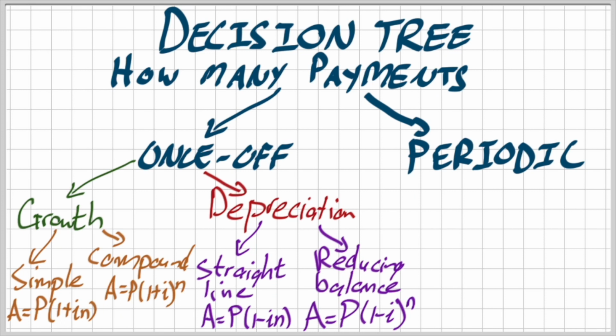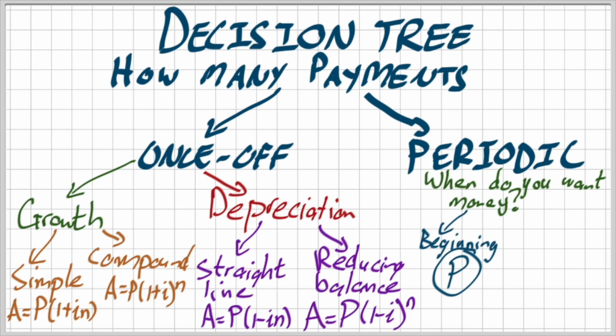Now, periodic payments, I have one of two choices. When do you want the money? Do you want the money at the beginning? Then I'm going to use the present value formula. That's like I want to take out a home loan. When do I want to buy the house? I want to buy the house now. Or I want the money at the end. I invest money for 5 or 10 years. Then I'm going to use the future value formula.